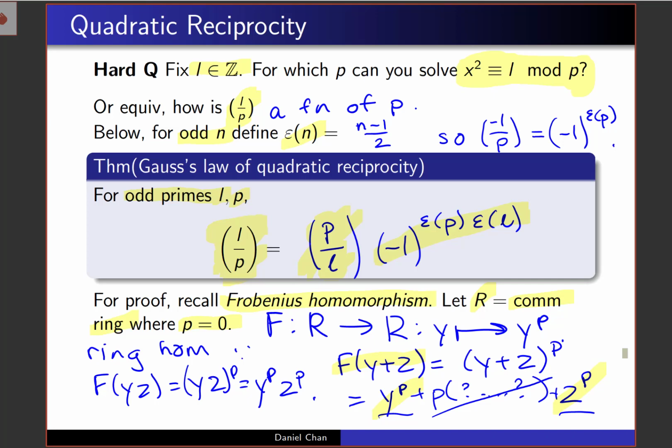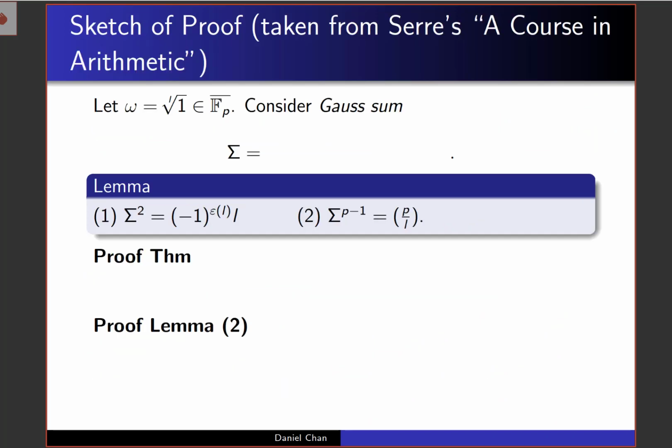Now I can just sketch to you how one proof of Gauss's law of quadratic reciprocity works. What we're going to do is the following. We're going to start with some primitive nth root of unity inside the algebraic closure of this finite field F_P, and we'll call it omega.